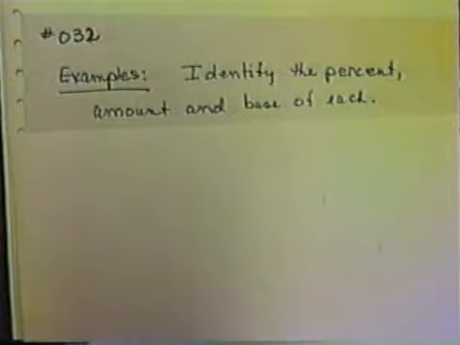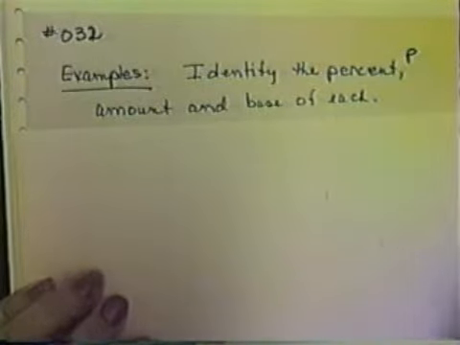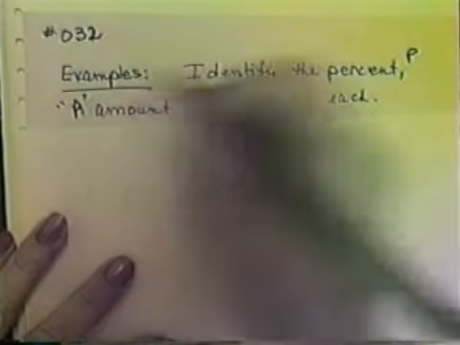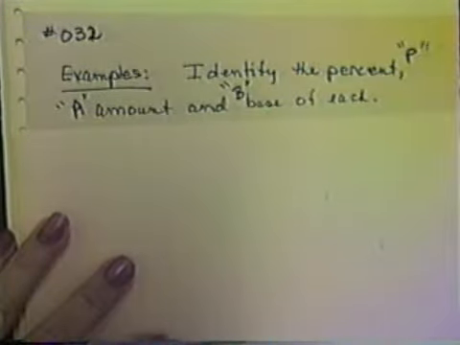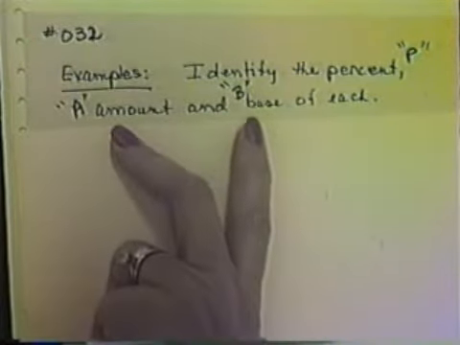In these examples, all we want to do is identify the percent, the amount, and base of each. And I'm going to use P for percent, A for the amount, and B for the base.